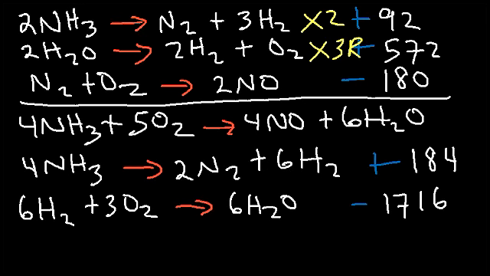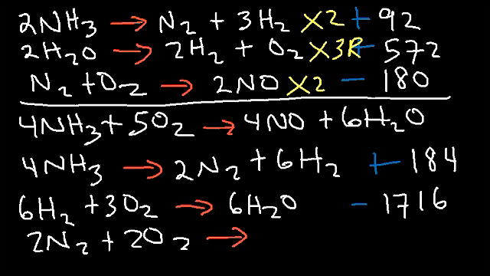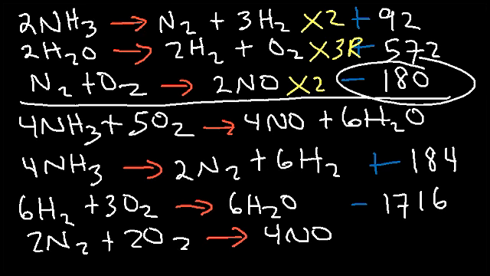So now let's look at the last reaction. The only thing that we should focus on in reaction 3 is NO. It's only found in reaction 3, but not in 1 and 2. We need 4 NO on the right, but we only have 2 on the right, so we don't need to reverse it, but we do need to multiply by 2. So it's going to be 2N2 plus 2O2 on the left, and 4 NO on the right. So we need to multiply negative 180 by 2, so it's going to be negative 360. Alright, so let's make some space.